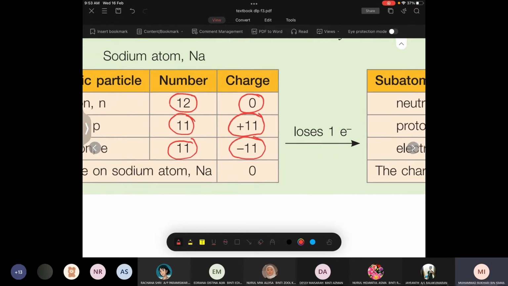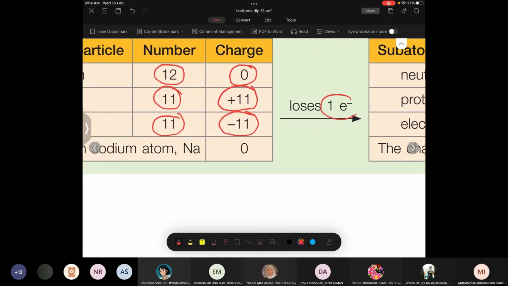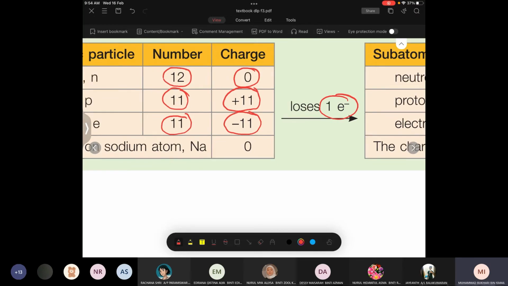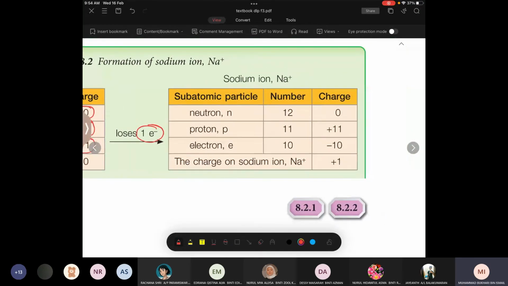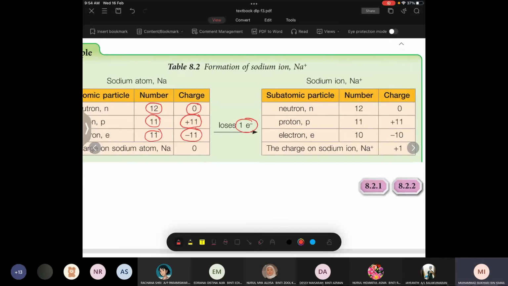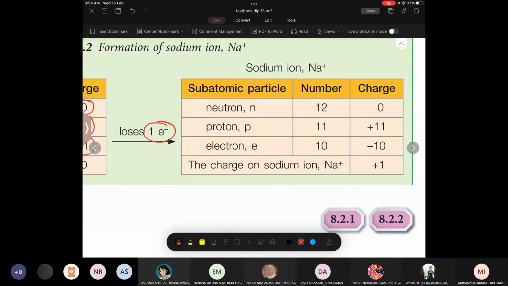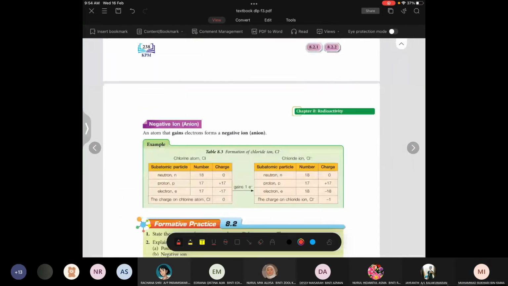But what happens if it loses one electron? Okay, when it loses one electron, you can see initially it has 11 electrons, now it becomes 10. So the charge for electrons is only negative 10. Okay, so 11 minus 10, we have 1 positive. So in this case, the charge of sodium is 1 positive.